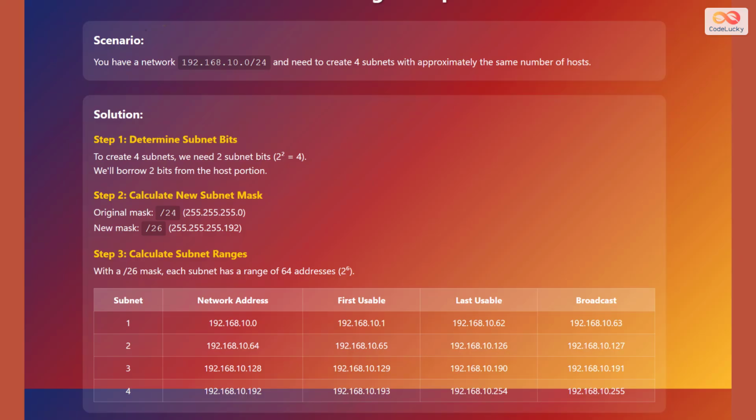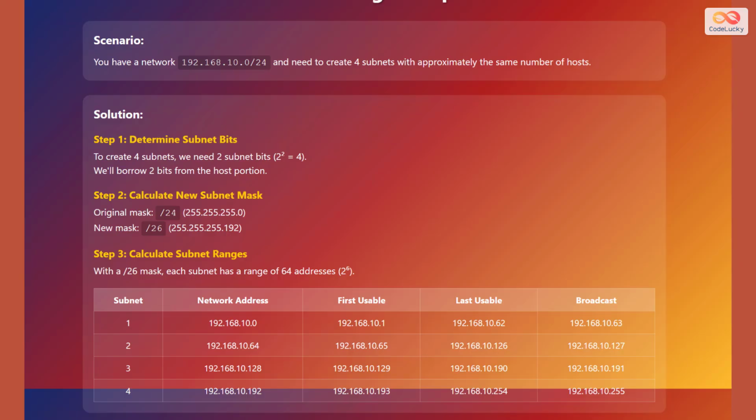Now let's calculate the new subnet mask. The original mask was /24, which is 255.255.255.0. The new mask is /26, which is 255.255.255.192. With a /26 mask, each subnet has a range of 64 addresses, because 2 to the power of 6 is 64. Here is a subnet table.